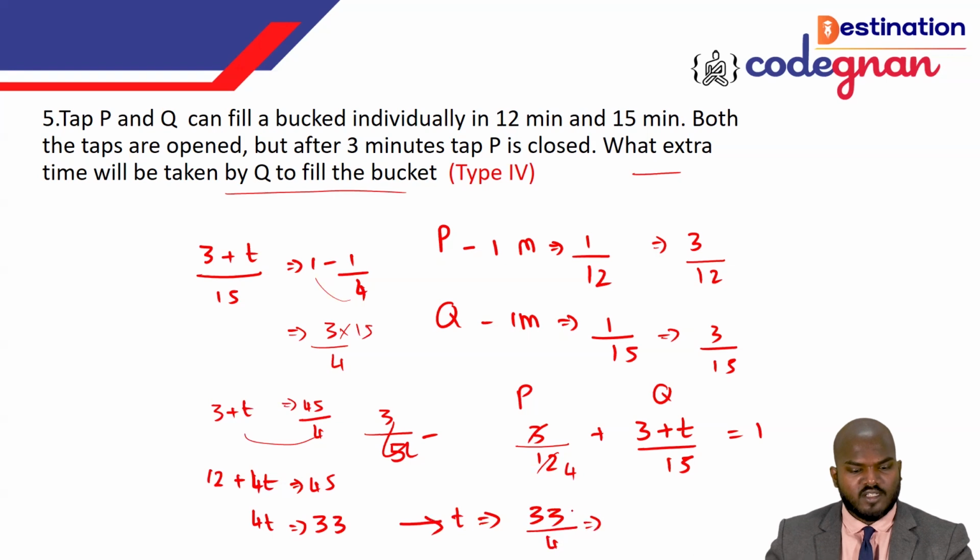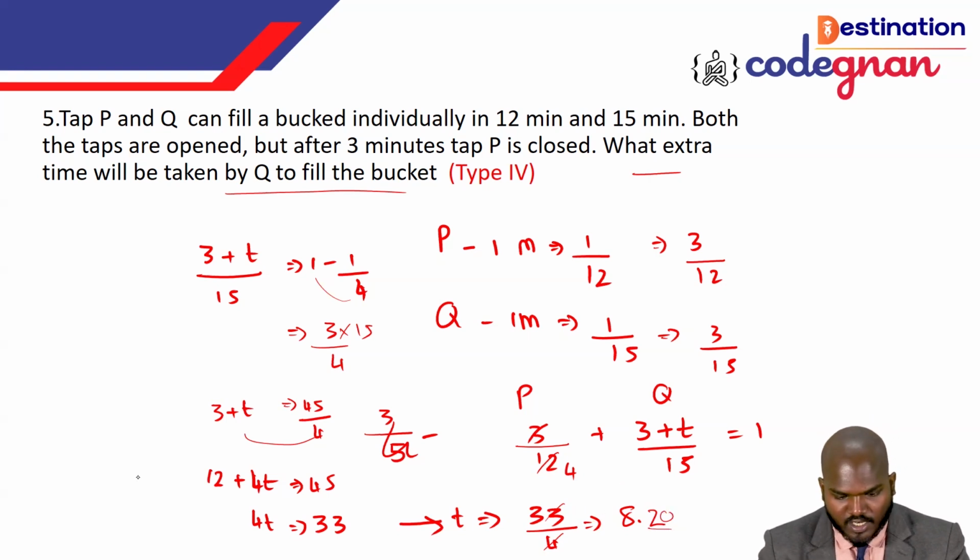It will give you some value. 8 times something, 32 will come, and the remaining 1 will be left. So 1 by 4 means it goes to 8 point something, that is 8 minutes something like 15 seconds. You can take it up. This is how you will generate the answer for this question.